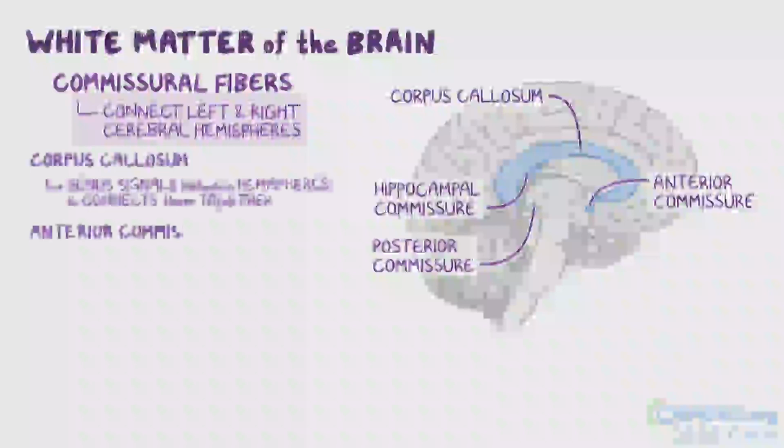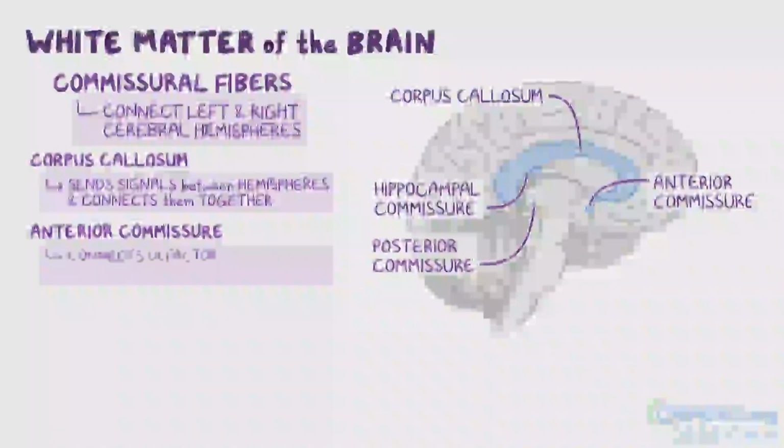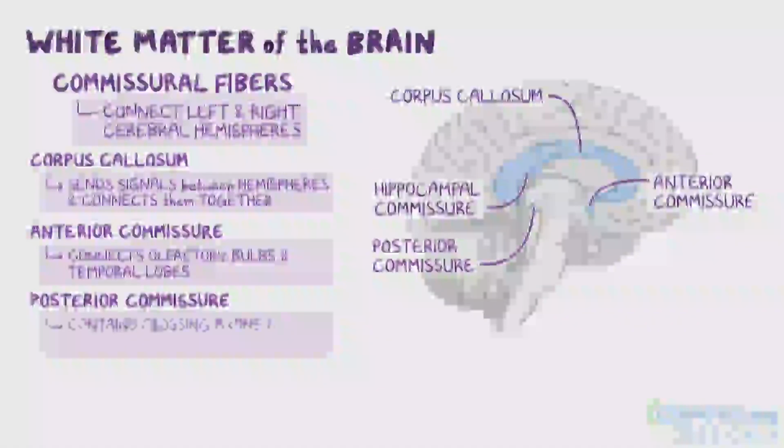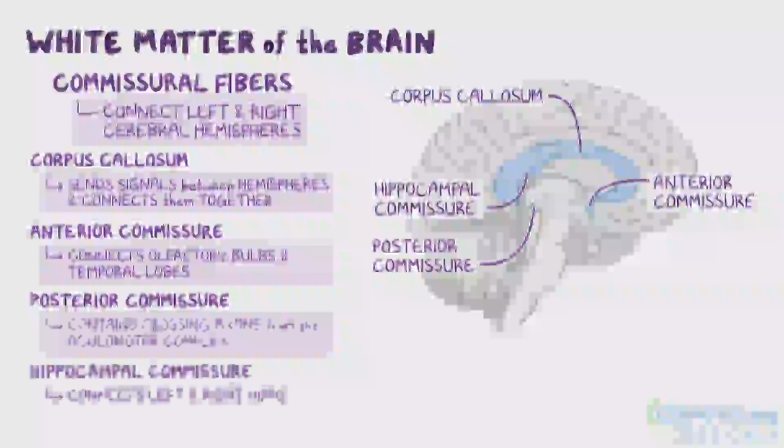The anterior commissure is a much smaller white matter structure that mainly connects the olfactory bulbs and the temporal lobes of each hemisphere. The posterior commissure is a small commissure located in the posterior diencephalon and contains crossing axons from the oculomotor complex. And lastly, the hippocampal commissure connects the left and right hippocampi.